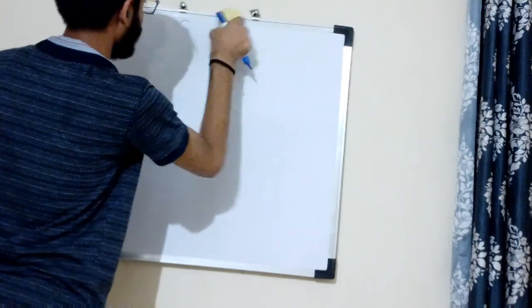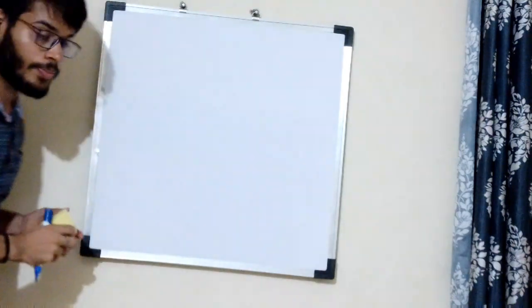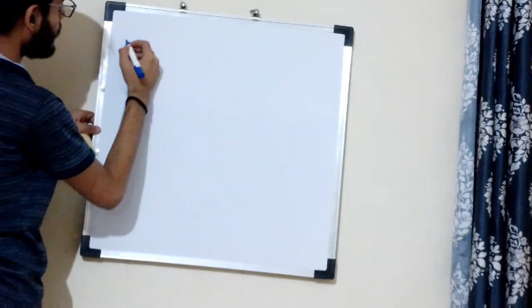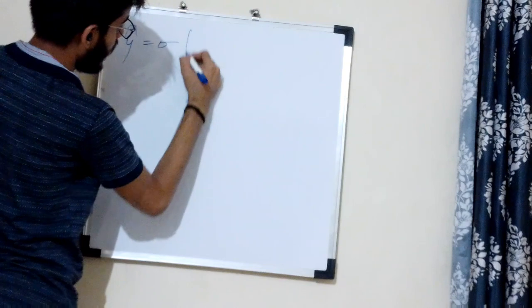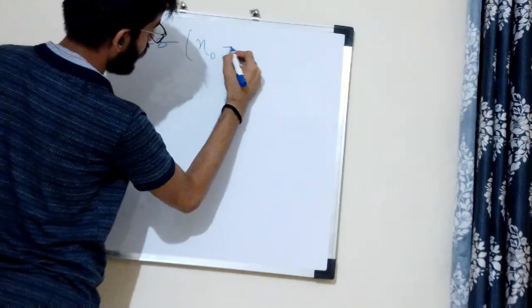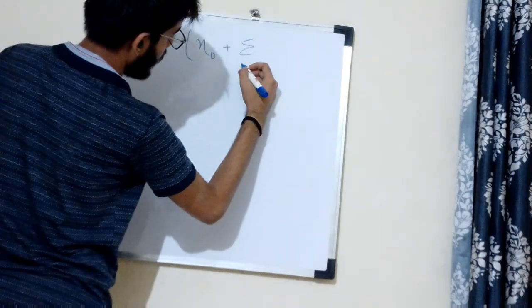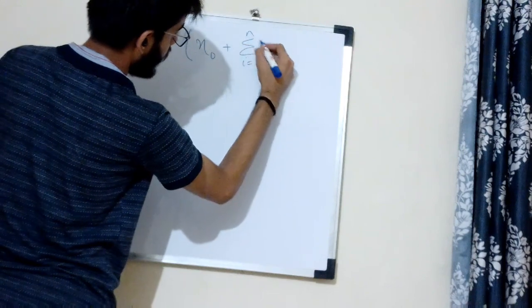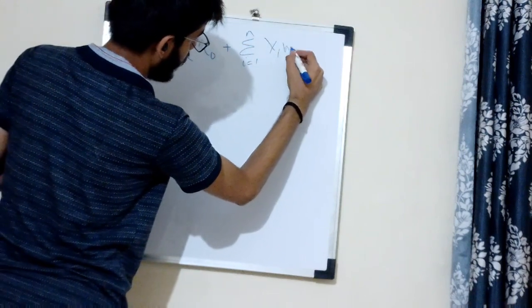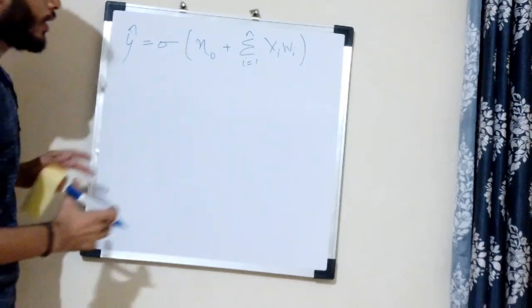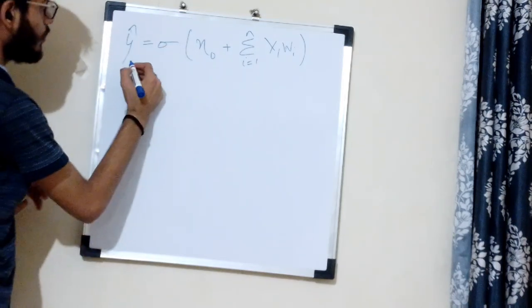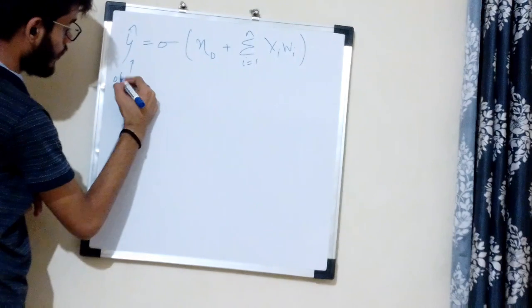Pretty much done. Okay. So the equation is y hat equals the activation function of, I am basically adding this scalar x naught with the summation of i equals 1 to n of x_i w_i, right? This was the expression, where y hat is our output.